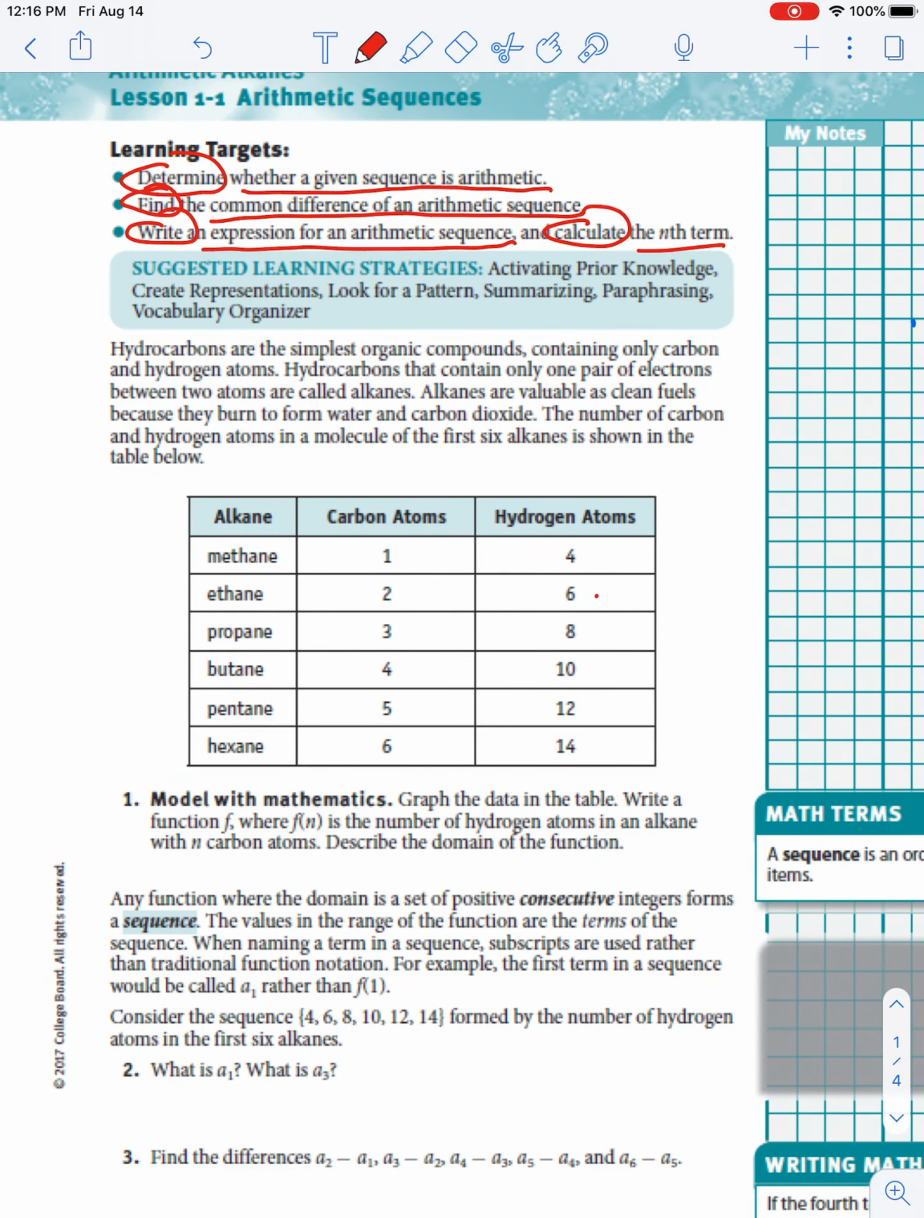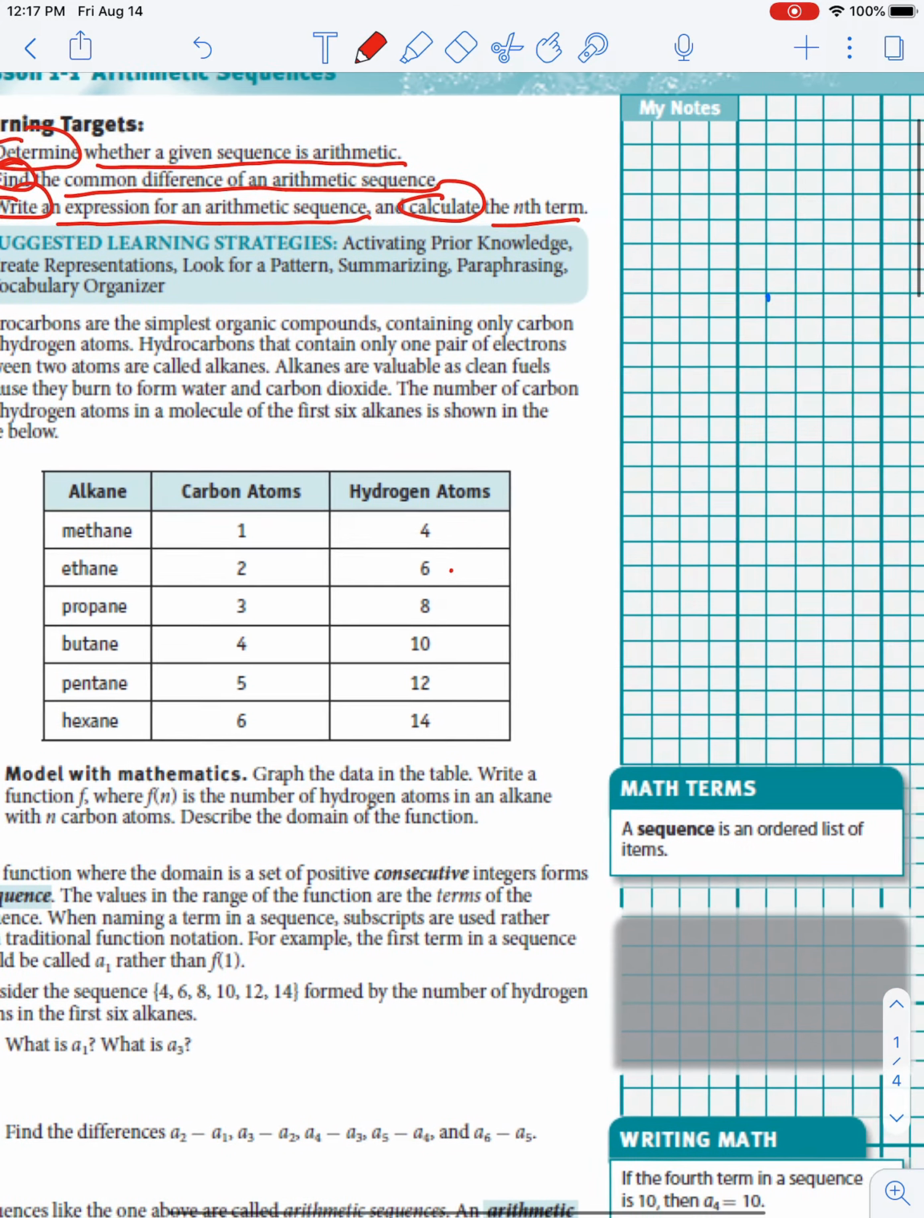So first, we're going to look at an arithmetic sequence in a real-world situation. And I'm not going to read the whole paragraph to you, but this is a relationship between carbon atoms and hydrogen atoms in different alkenes. So if you see the table of values, you can see your carbon atoms go from 1 to 6, and then your hydrogen atoms, well, they go 4, 6, 8, 10, 12, and 14. So we can kind of see the relationship happening. And our first question, what they're going to ask us to do is to graph the data in the table.